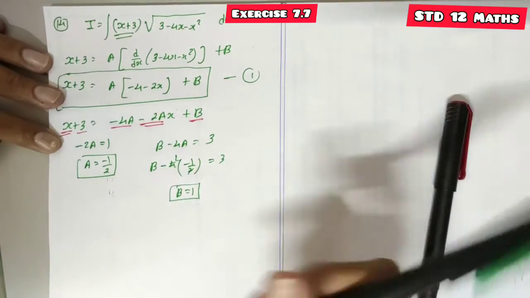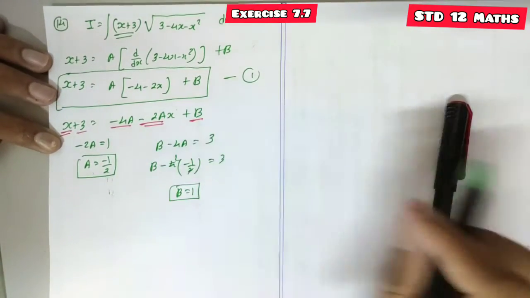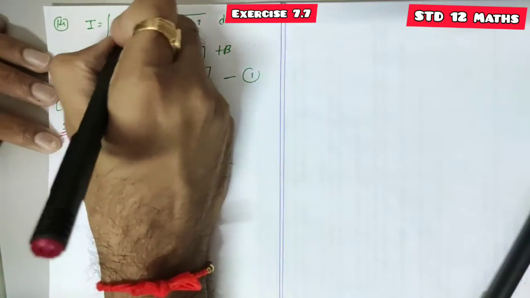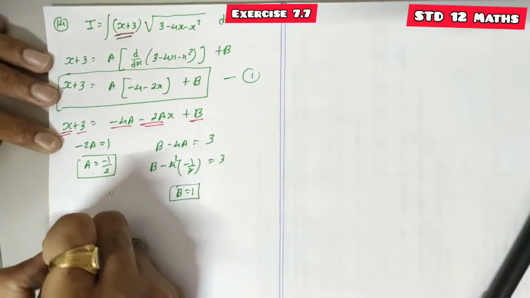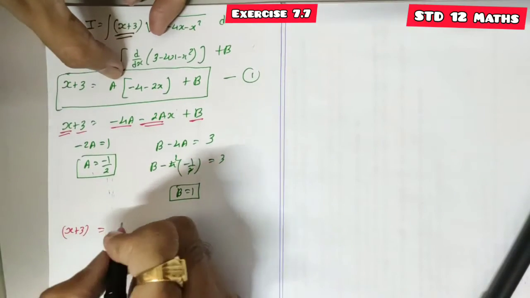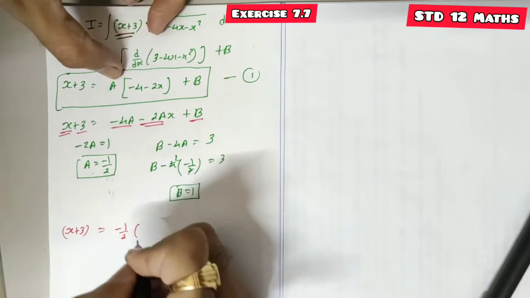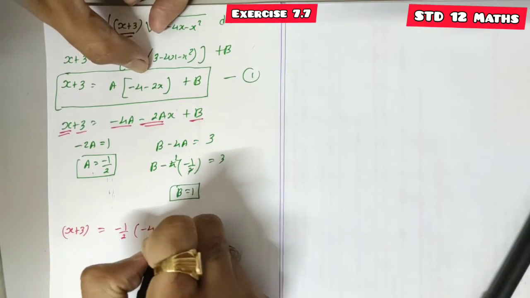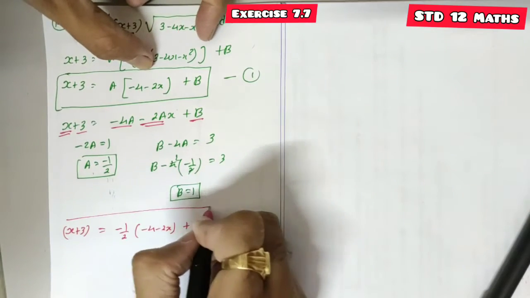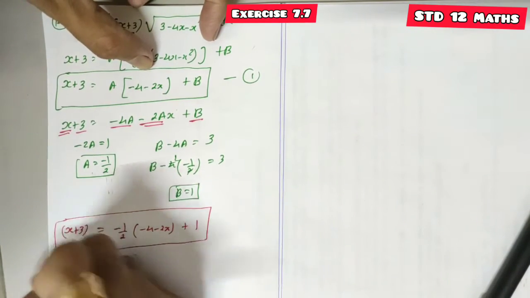b equal to 1. So replace these values of a and b in our equation number 1. So that will be the replacement of our x plus 3 in this integral I. So our x plus 3 is nothing but a is minus 1 by 2 times (minus 4 minus 2x) plus b is 1. So we are replacing our x plus 3 with this given term.